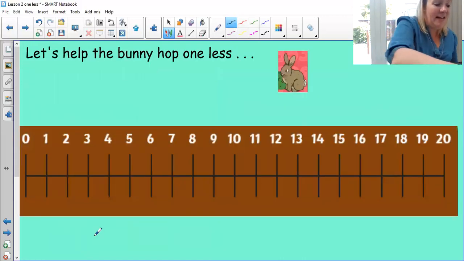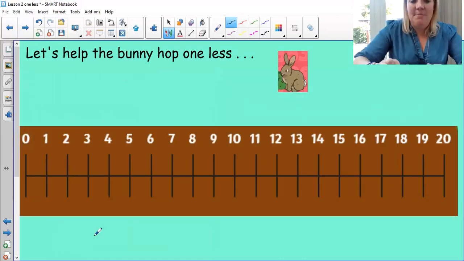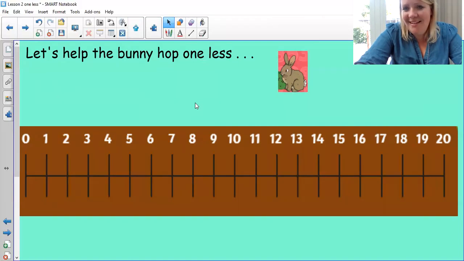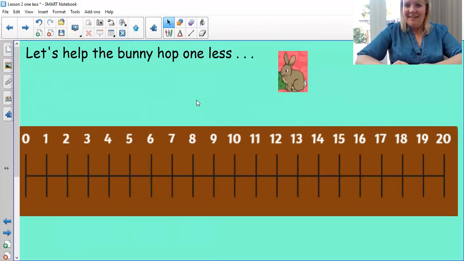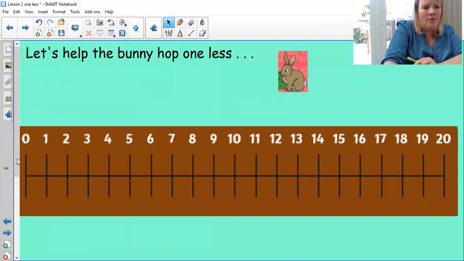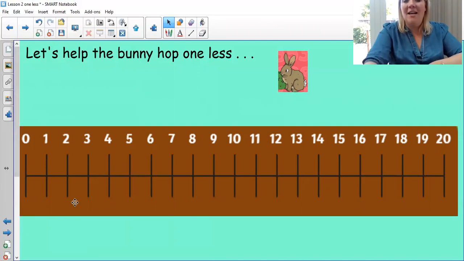Here comes my bunny again. There's my bunny and there's my number line. Can you see my number line? What's the biggest number on my number line that you can see? Tell me. Excellent. Yes, 20 is my biggest number. 20 over here. What's the smallest value on my number line? Brilliant. Yes, all the way down to 0. Fantastic. Okay, let's help Bunny hop 1 less.